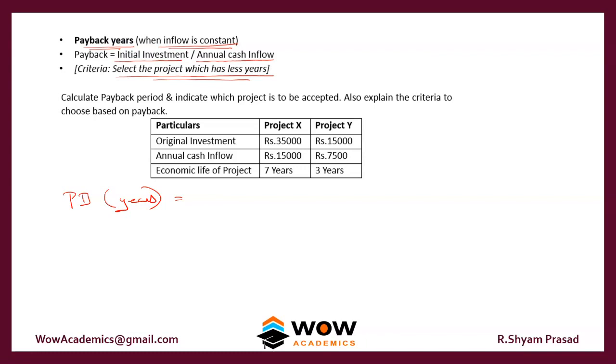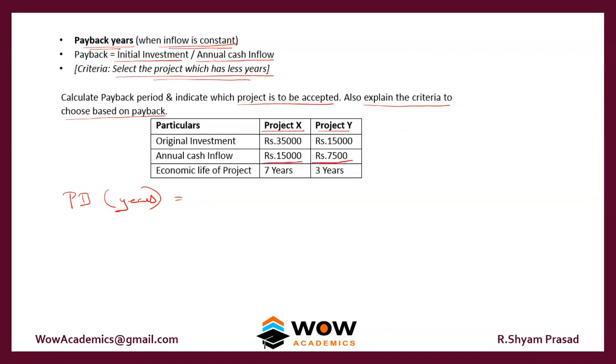So we'll do this problem. Calculate the payback period and indicate which project is to be accepted. Also explain the criteria to choose based on the payback. So there are two projects here, project X, Y. The investment is given, the annual cash inflow is given. So it is constant. So that's what they have given it as a single number.